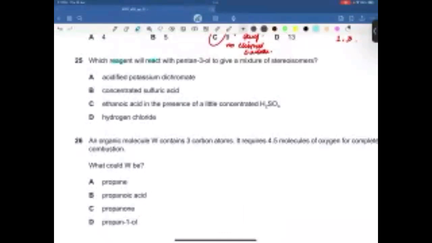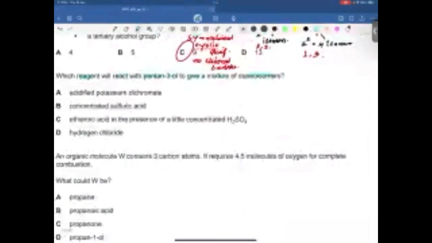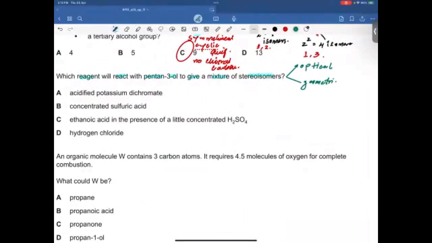Which reagent will react with pentan-3-ol to give a mixture of stereoisomers? Stereoisomers are of 2 types, either optical or geometrical. Optical or geometrical. Okay. Now pentan-3-ol is this.